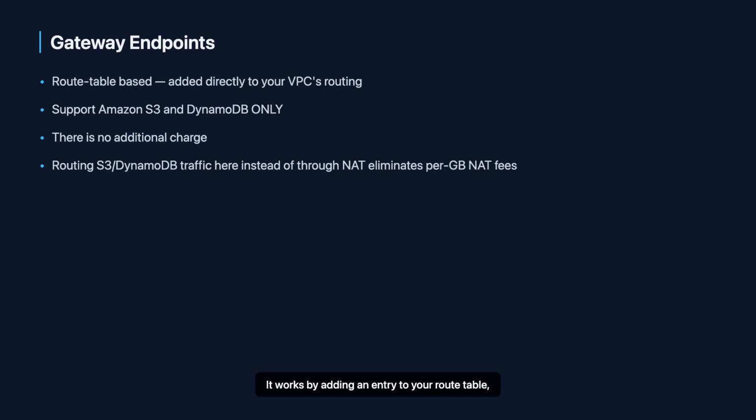It works by adding an entry to your route table, so traffic destined for S3 or DynamoDB takes the private path automatically, and because it's free, routing that S3 and DynamoDB traffic through a gateway endpoint instead of a NAT gateway eliminates the per gigabyte NAT fees you'd otherwise pay. S3 and DynamoDB only, and free, those two facts come up regularly.